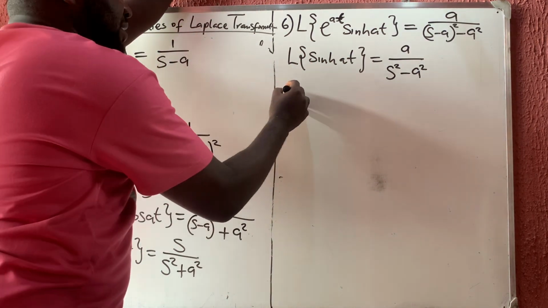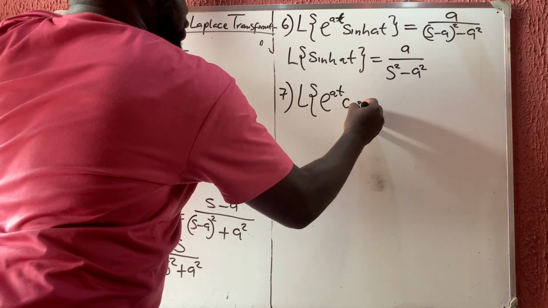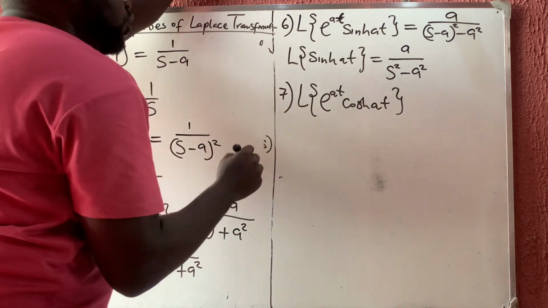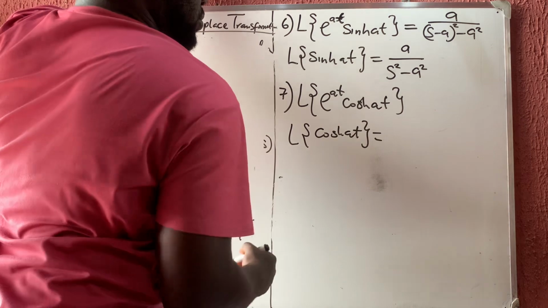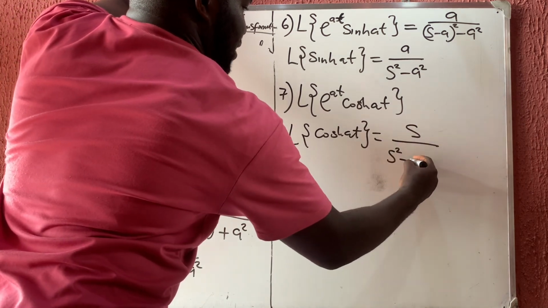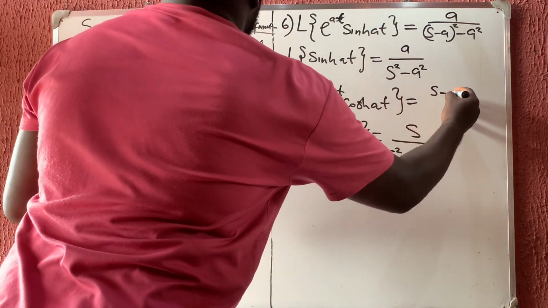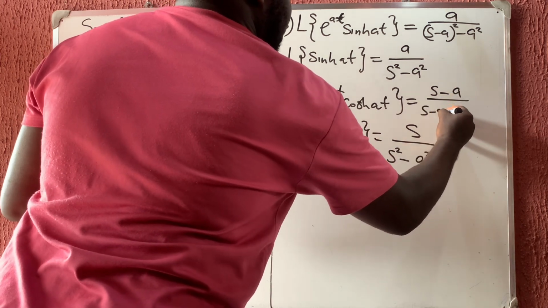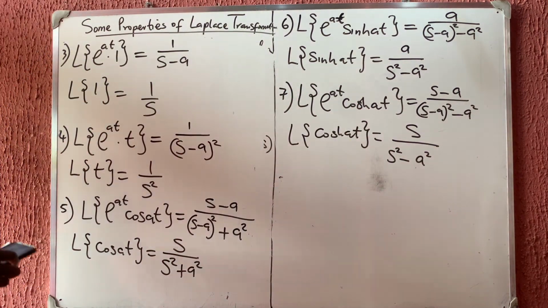So that is that. Then number 7 said the Laplace transformation of e raised to power at cos at. You should know again that the Laplace transformation of cos at is equal to s over s squared minus a squared, right? So what do we do? This one should now be (s minus a) all over (s minus a) all squared minus a squared. So that is the Laplace transformation of that. So you see what that concept gave us. This thing will help us in solving so many calculations. So let us move.